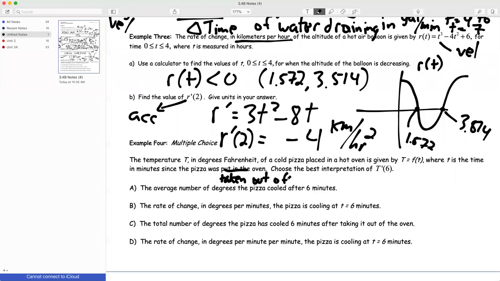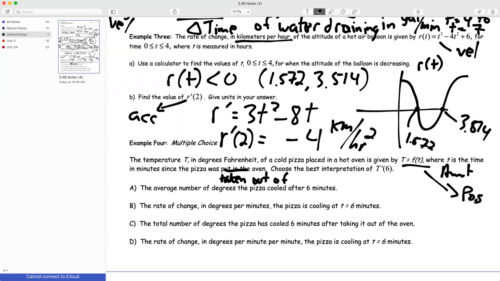And we want to choose the best interpretation of T prime of 6. So again, let me work through this and I'll word through my thought process. What is T in this instance? Is it an amount? Is it a rate? Is it a rate of change of the rate? An acceleration. What's T measuring? The temperature in degrees Fahrenheit. So this is an amount, therefore this is like a position equation.